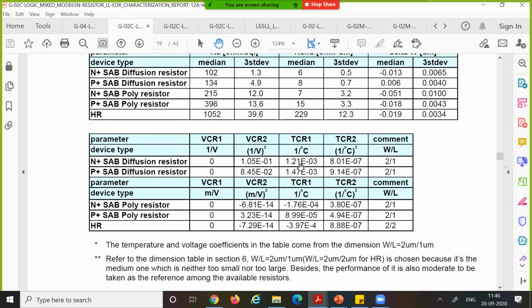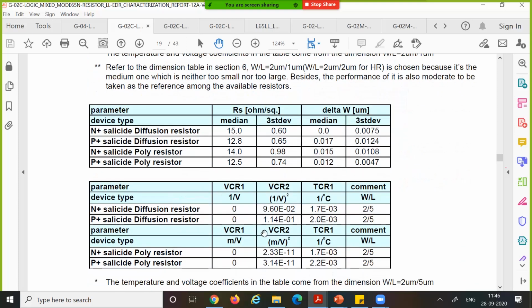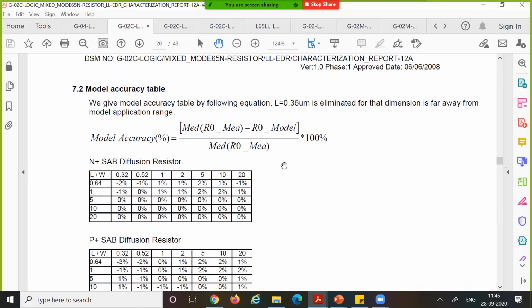And you can see it is E minus 3 here for diffusion. It's E minus 4, E minus 5 for poly. So if you want the resistance to be very stable across temperature, there is one order of magnitude difference here. So you go and pick up a poly one. Now this is for non-salicided. This is for salicided. You can see similar kind of behavior here. Now model accuracy and so on.